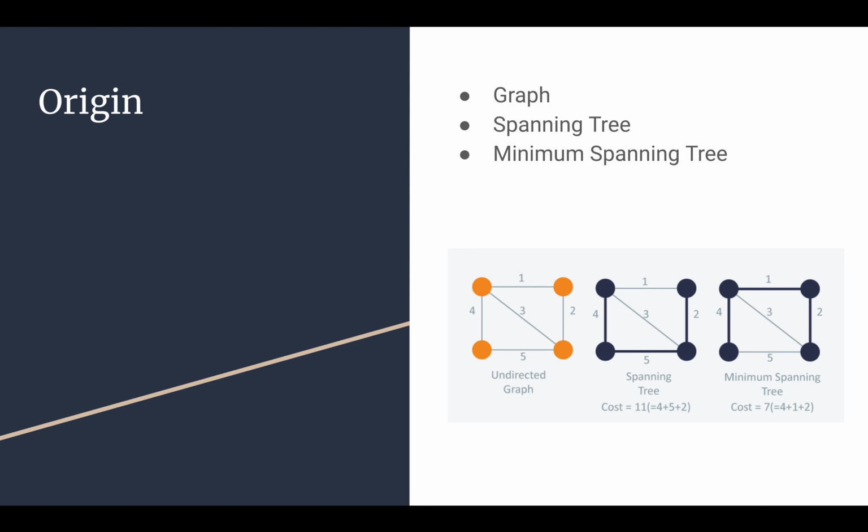A minimum spanning tree is a spanning tree that has a minimum weight than all other spanning trees of the same graph. As you can see in the middle, the cost is 11, and on the right, the cost is 7.